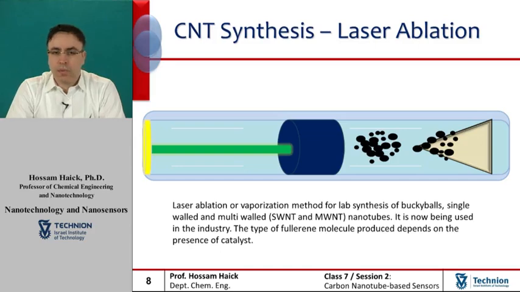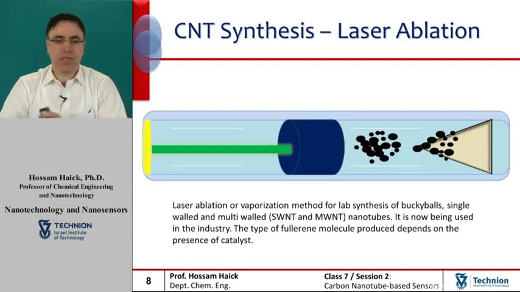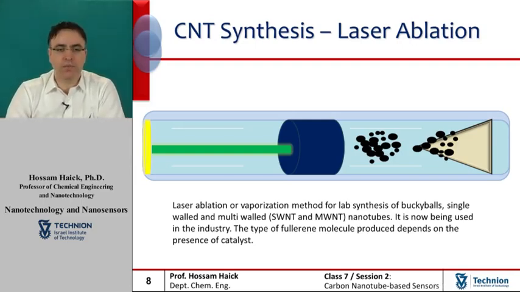Laser ablation is another technique for carbon nanotube synthesis. A pellet of graphite is placed in the middle of a quartz tube within an oven at controlled temperature. After evacuating the air in the quartz tube, the oven temperature is brought to 1000 to 1200 centigrade, and the tube is filled with an inert gas flow.